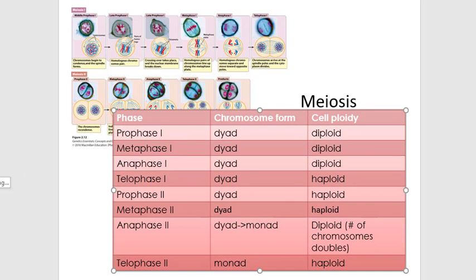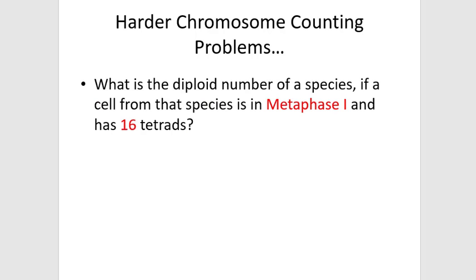So then I wanted to go through some questions that are a little bit harder than the ones in the first tutorial. It says, what is the diploid number of a species if a cell from that species is in metaphase 1 and has 16 tetrads?